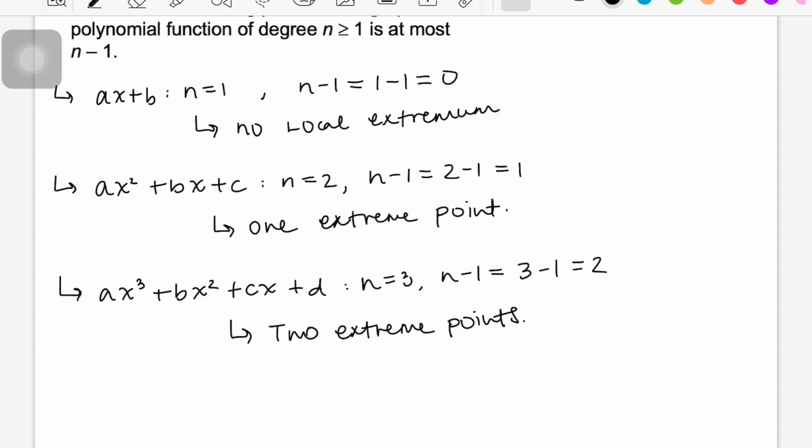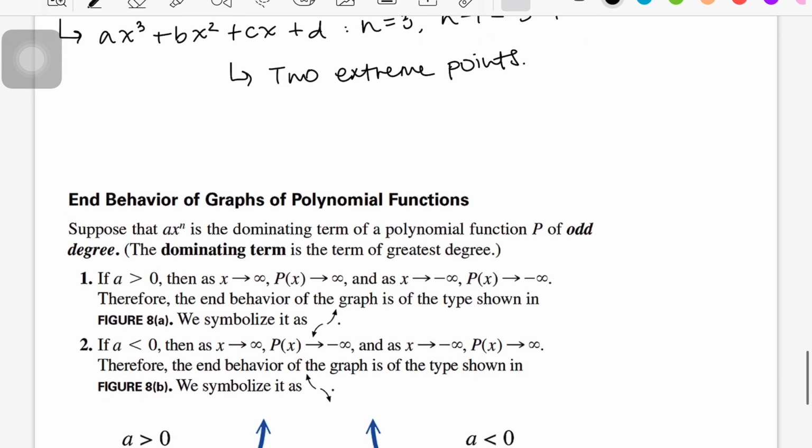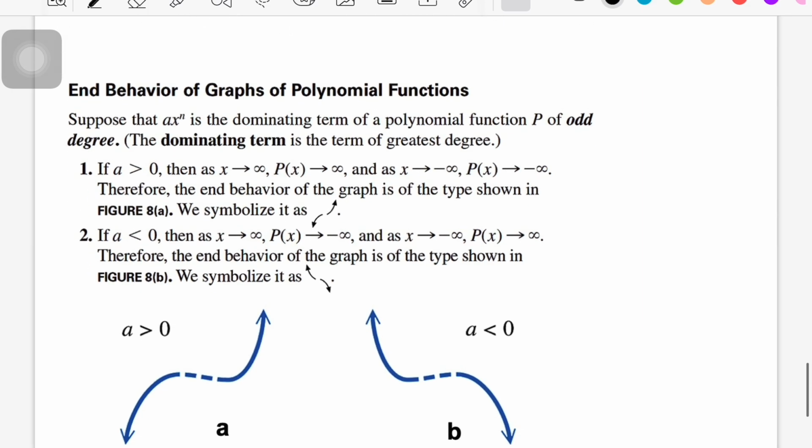All right, so the last thing we're going to look at is the end behavior of graphs of polynomial functions. So we have several cases here. We have the case when the dominating term of a polynomial function p is of odd degree. And looking at our leading term here, we have the case when the coefficient of our leading term is positive and when it's negative, and the corresponding behavior of the graphs. So if our a is positive here, then our graph is going to look like this. If it's negative, our graph will look like this.